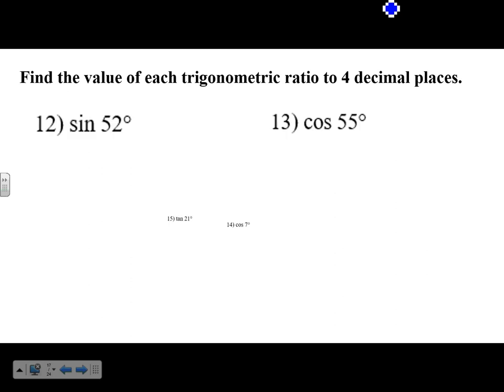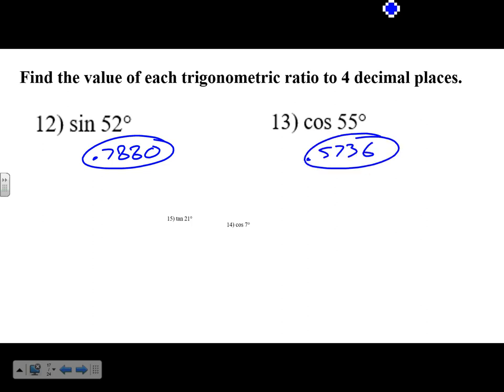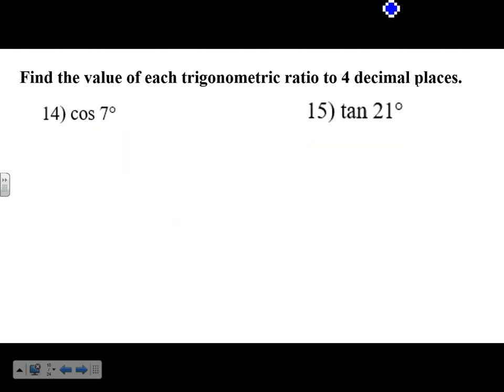Sine of 52, 0.7880. Cosine of 55, 0.5736. Again, I think these are on separate slides on the next one, so I don't have to worry about those. Yeah, they're right here. Cosine of 7, 0.9925, and tangent of 21, 0.3839.